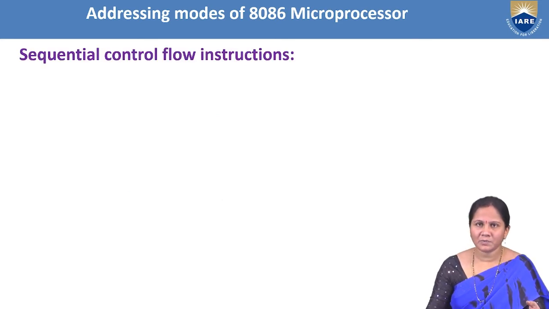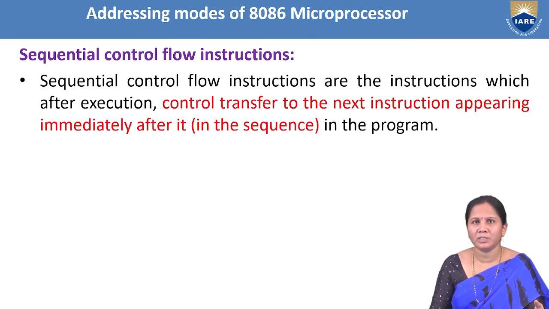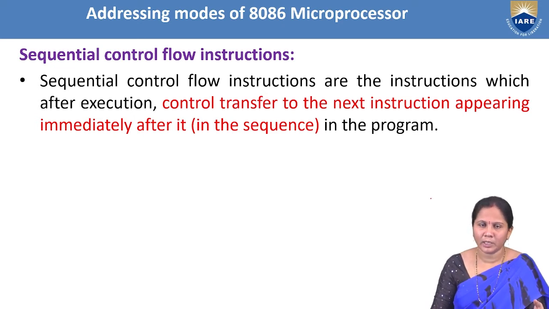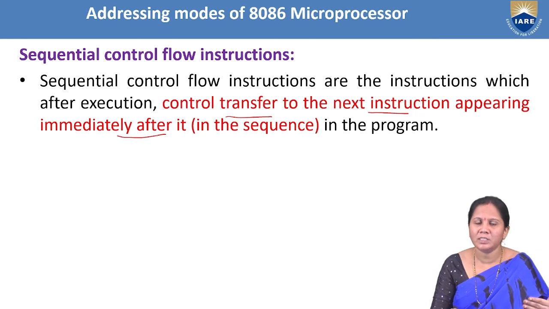And so here, as we have discussed, what is meant by sequential control flow instructions? The control flow means the processor will be executing the instructions in sequential order. That means one instruction after another instruction. The instruction placed immediately after each instruction will be executed automatically. Sequential control flow instructions are the instructions after whose execution the control will be transferred to the next instruction appearing immediately after that. That means all the instructions will be executed in sequential order in the program.